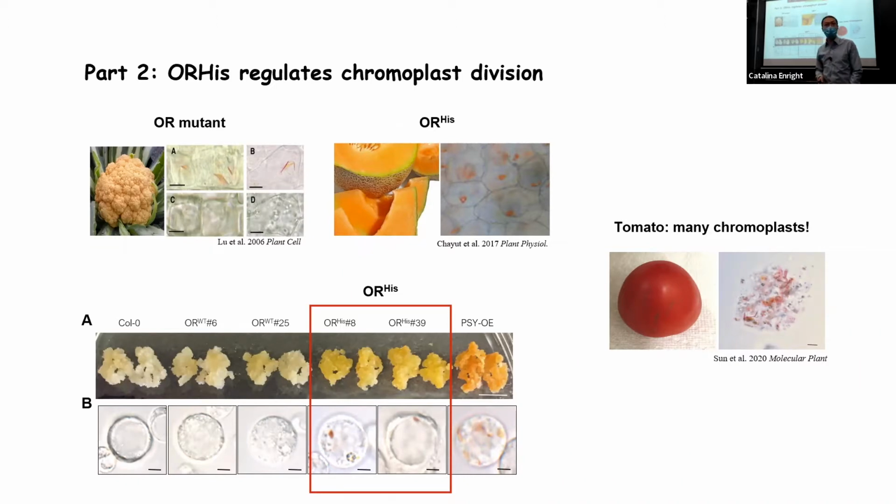When we expressed OR-His in Arabidopsis callus, we found that it can still induce chromoplast formation, but only one or two large chromoplasts in one cell. We think that this is the limitation of carotenoid improvement. If we can increase the chromoplast number, we can increase the carotenoid accumulation sink capacity, to finally increase the carotenoid level.